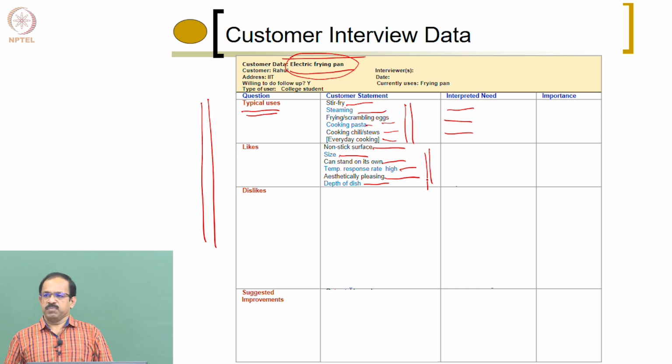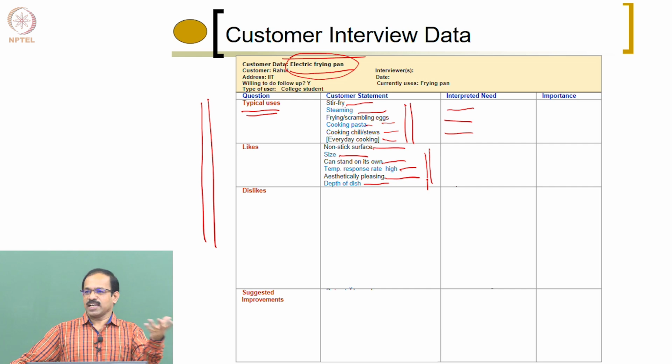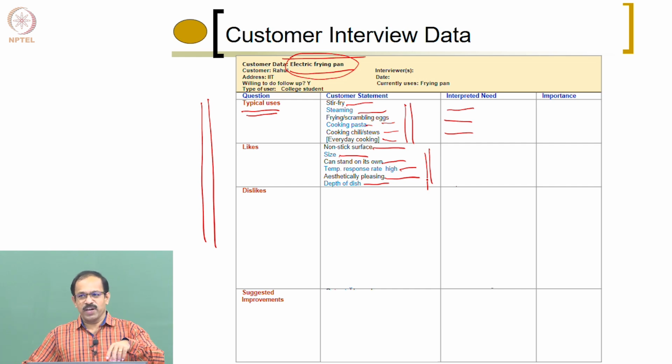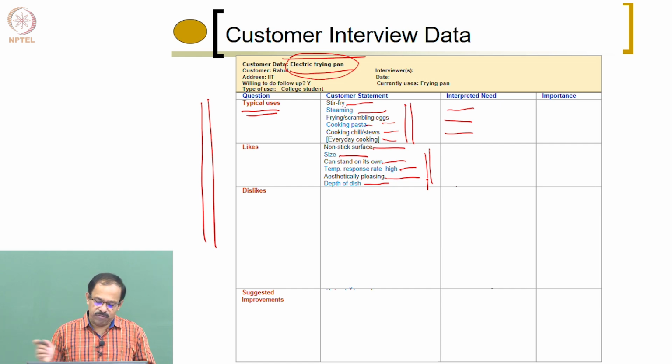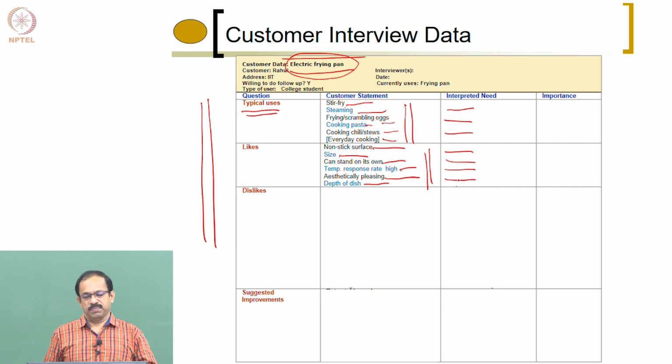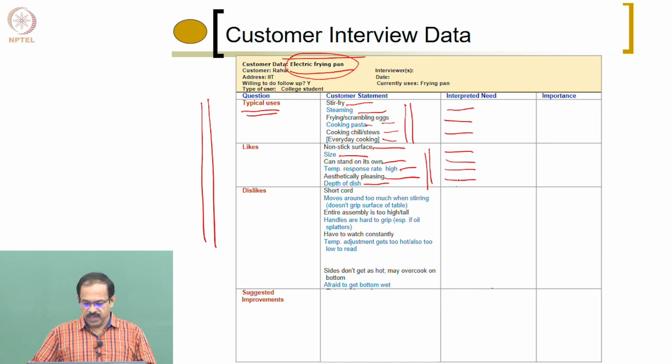So what can you interpret from that? Pardon? Yes. So we need to keep these features in the product, then only the customer will buy. If you don't provide these features, then the customer won't be interested in buying this product, so he may not like it, and therefore we need to have these as the interpreted needs of the product. So you can write in your own words or in your own way what should be the requirement. So one is that it should have non-stick surface. Okay, I'll come to the interpreted need later. So let us look at the dislikes first.